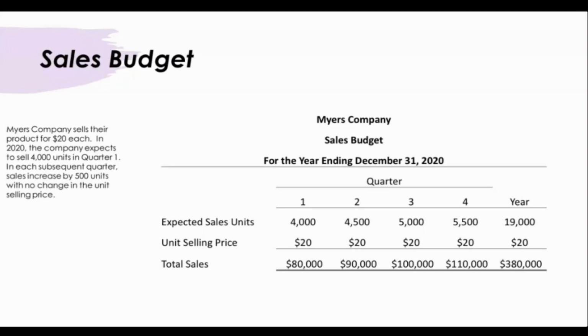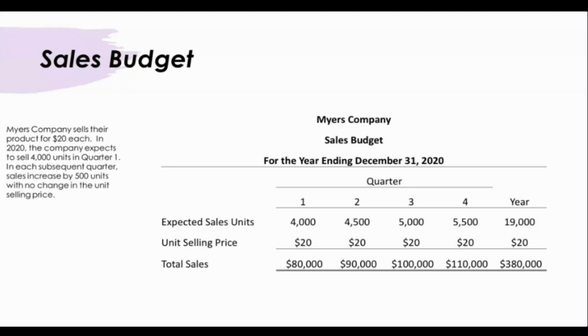In quarter 3, our sales increased by 500 again. So now we're up to 5,000 units sold here in the third quarter. Once again, our unit selling price is $20. So 5,000 times 20 gives us $100,000 worth of sales in the third quarter.